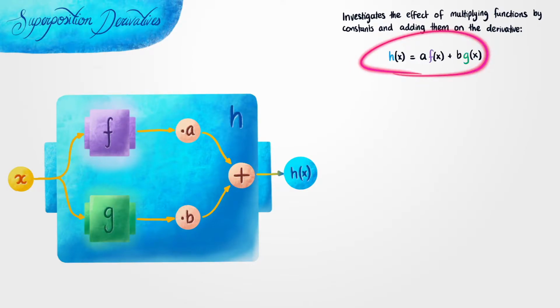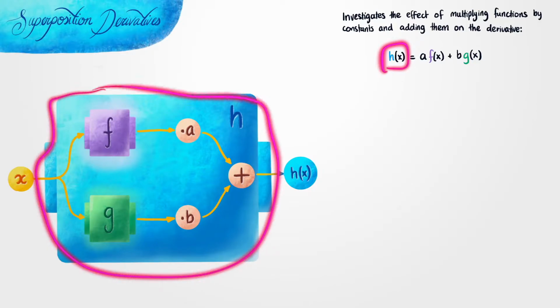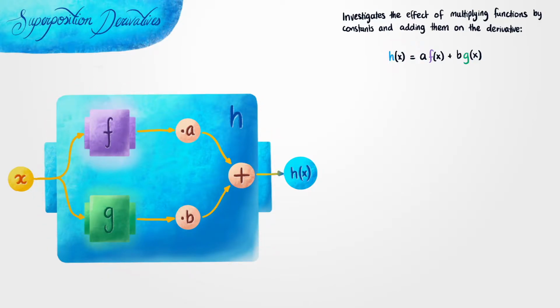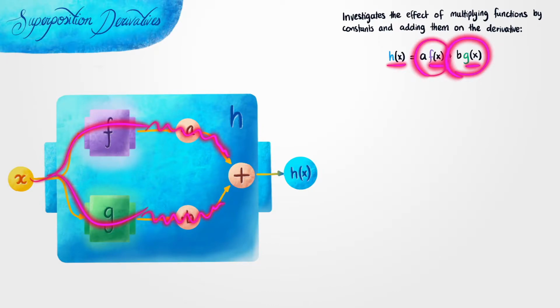So this formula over here represents the exact same information as this picture over here. On the left-hand side, we have h of x, and that's represented by this big machine over here. As you can see, feeding x through h of x is the same thing as first feeding it through f and g, and then multiplying f of x by a, before proceeding to multiply g of x by b. After this, we add both of these to produce the same thing that we would get from h of x.